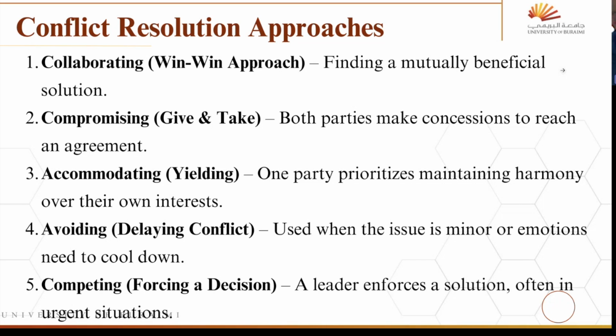Number four is avoiding, or dealing with a conflict by avoiding it. In this case, it is used when the issue is minor or emotions need to cool down. Fifth is the worst: a loss for one side and making sure that the other side takes everything, which is forcing a decision. A leader enforces a solution, often in urgent situations.